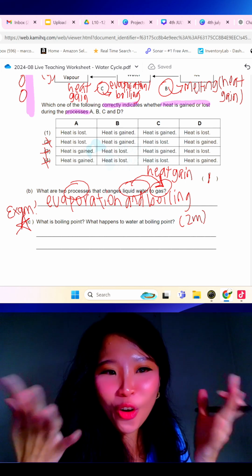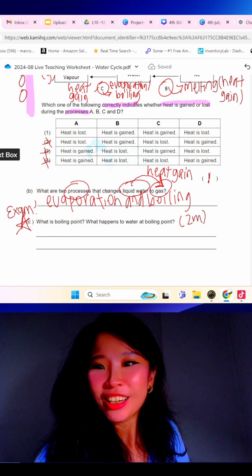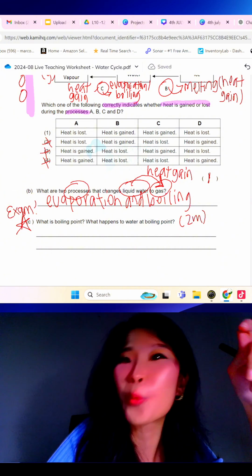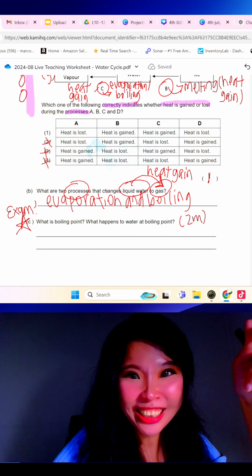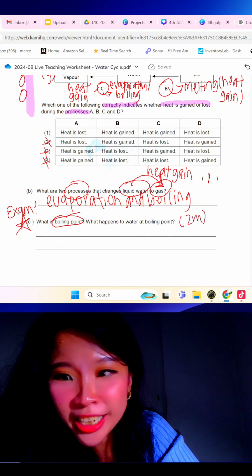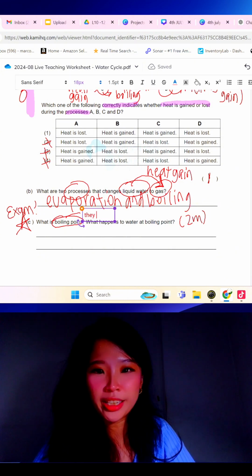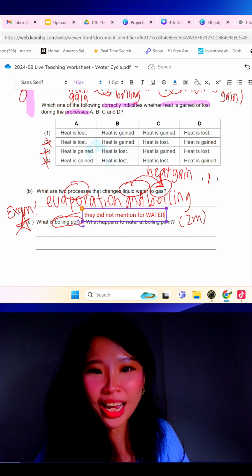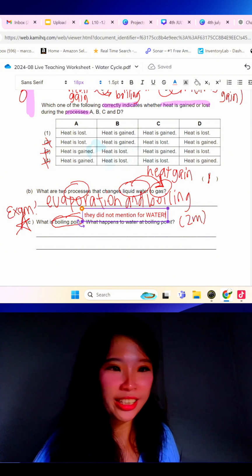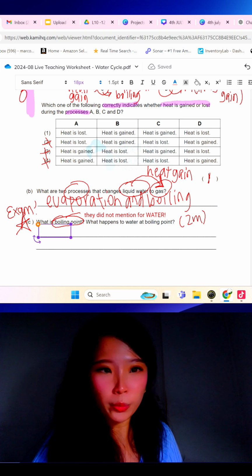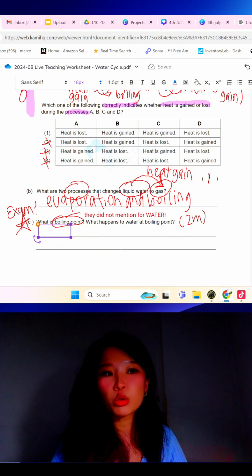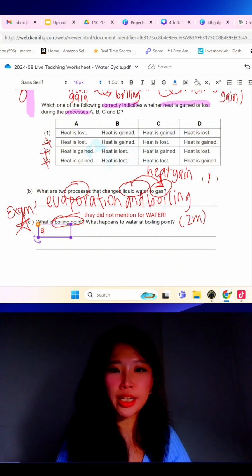Hey, what is boiling point? Hello? You'll tell me 100 degrees, right? Did they say 100 degrees for water? They did not say for water, you know. They did not mention water. Never, okay? So, how will you answer this? This is usually a trick question in exams. For students, they assume it's water. But the correct answer is this.